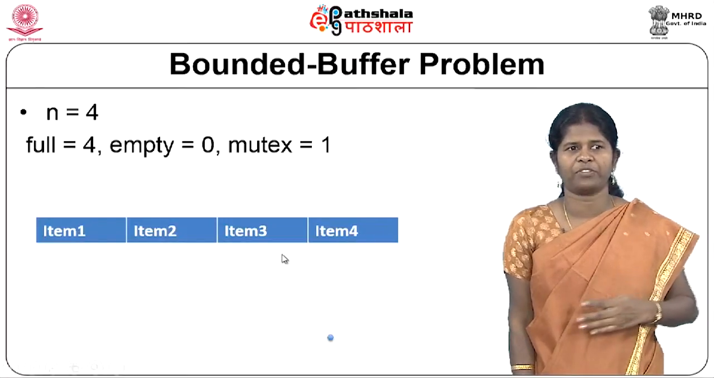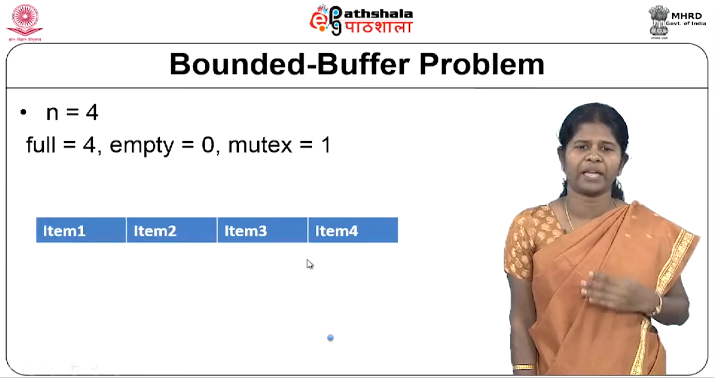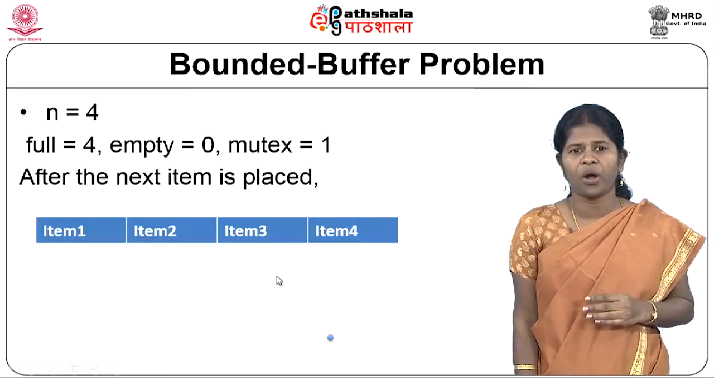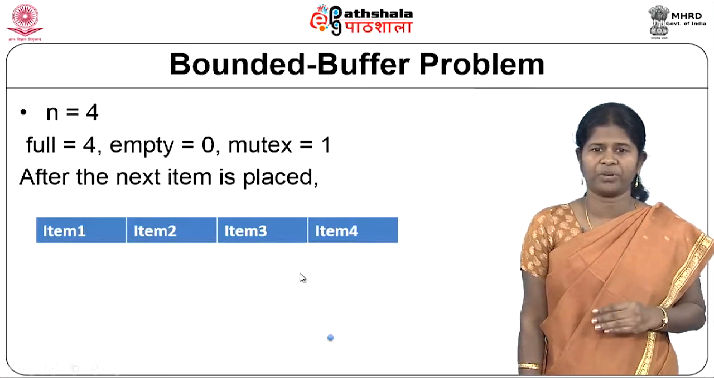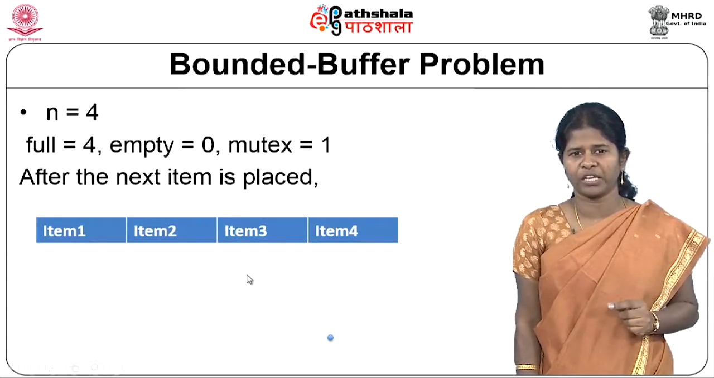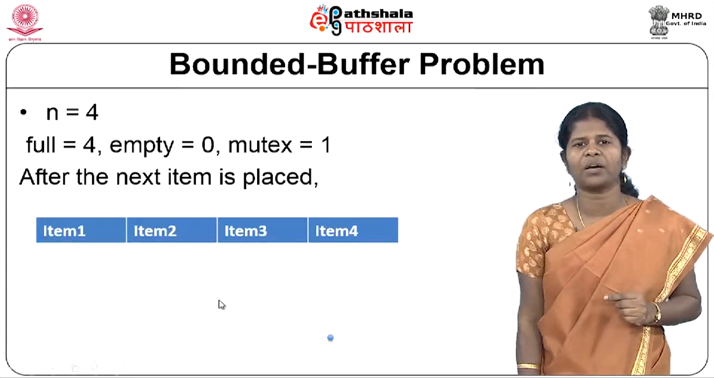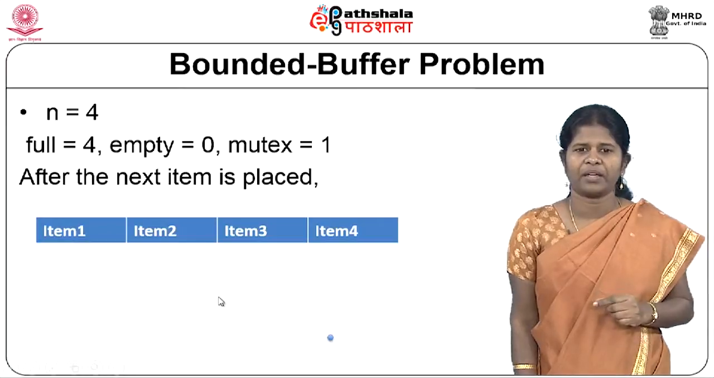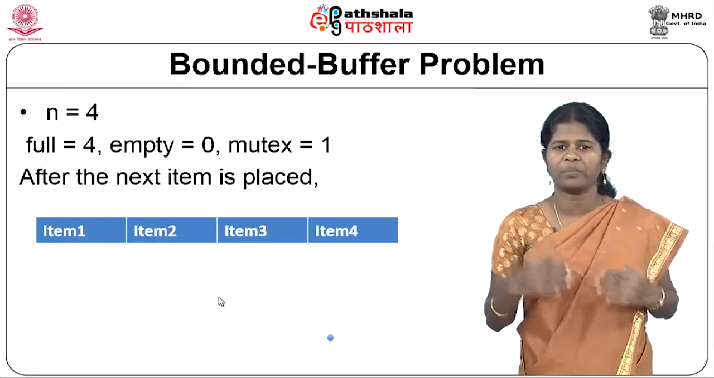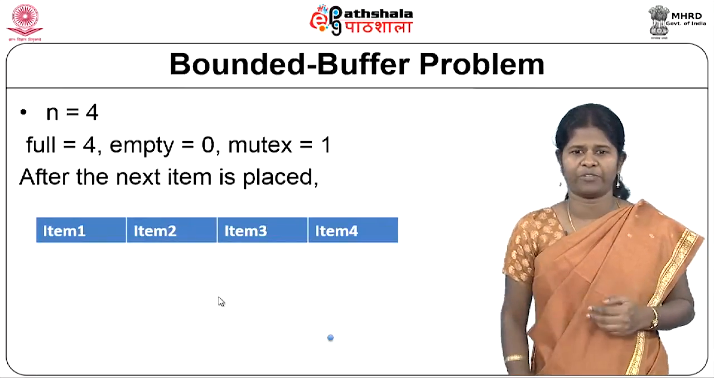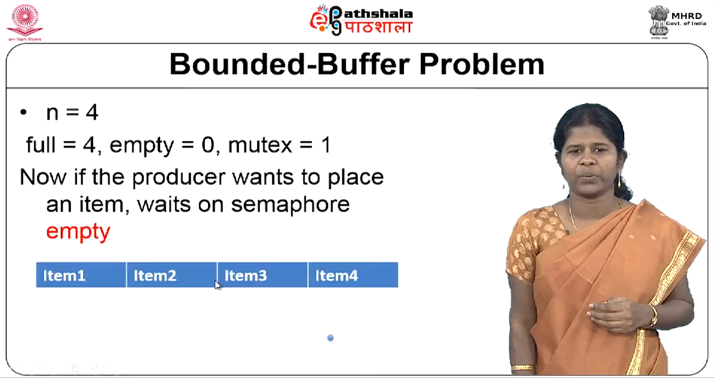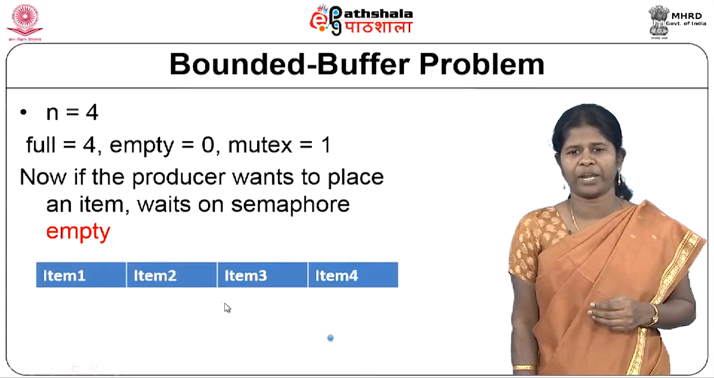So, after all the buffers are full, if the producer wants to place another item, we will see what happens. The producer has to wait on empty, then wait on mutex, then place an item. If it tries to execute wait of empty, it will find that the value of empty is 0. So, the producer will wait on the semaphore empty. Unless the value of empty is incremented, this producer cannot continue, it will keep on waiting on semaphore empty. So, we see that the producer waits on semaphore empty.